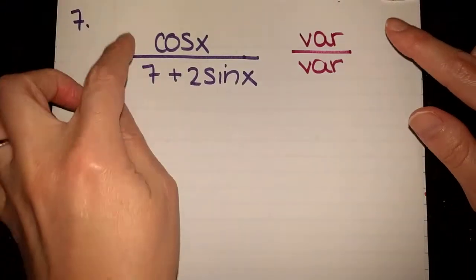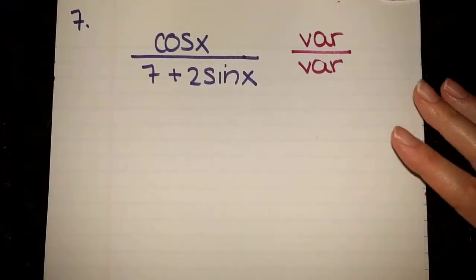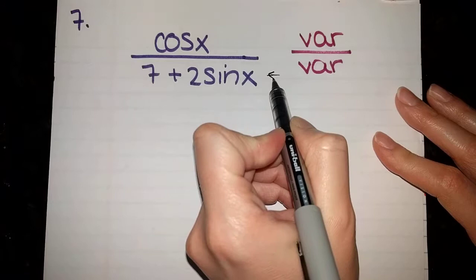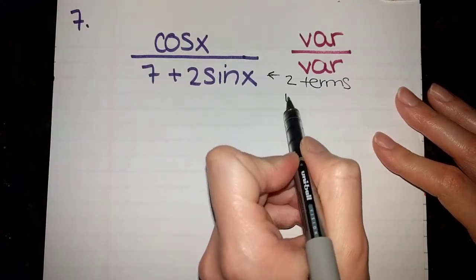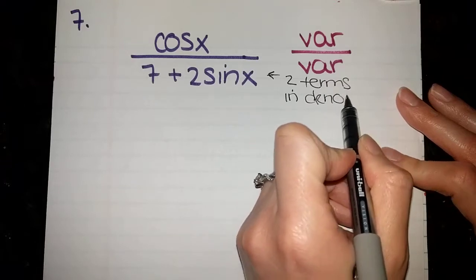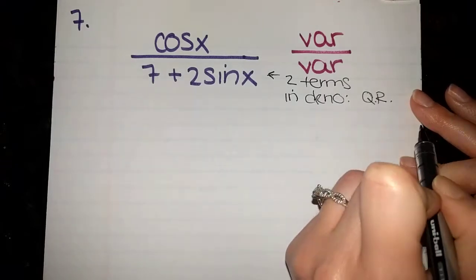Here you see that you have a variable in the numerator, a variable in the denominator, and very importantly, you notice that you have two terms in the denominator. So when you have two terms in the denominator, usually there's no way out of this. You're going to have to go through the quotient rule.